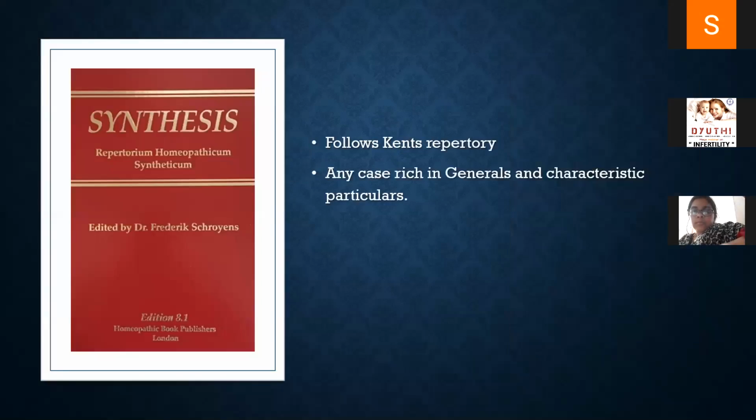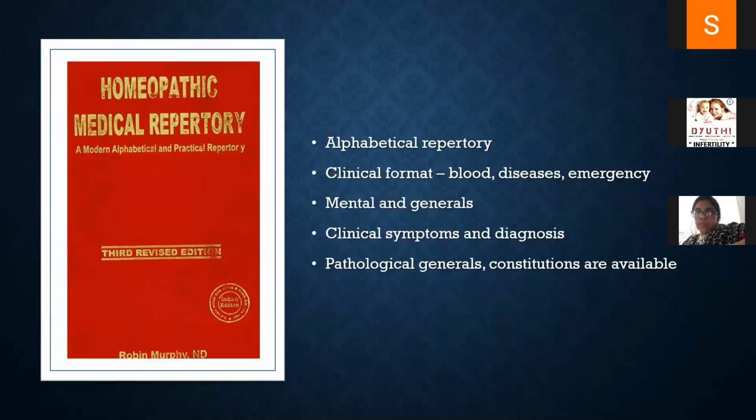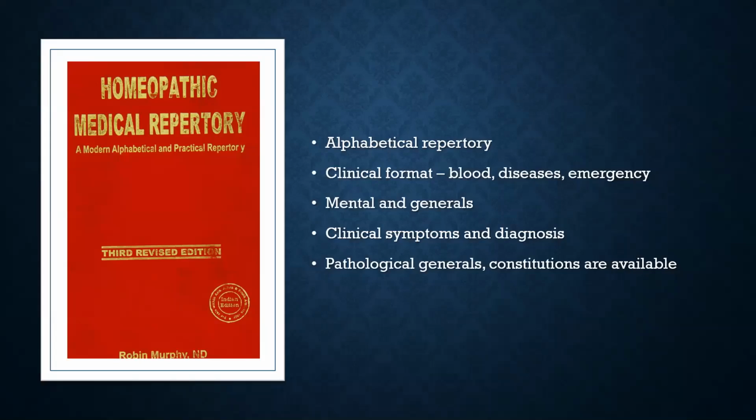Next one is Synthesis Repertory. We all know that it is a printed version of Radar. It started like that. So it follows Kent's Repertory, and any case which is rich in generals and characteristic particulars, you can use this repertory. It is very useful. Next is Murphy's Repertory. In Murphy's Repertory, everything is given alphabetically. And whatever pathological generals or constitutions you get, maybe any clinical format, everything is in a clinical format in this. Diseases chapter, nerves, and all that. They are very rich in mentals, very rich in genders.